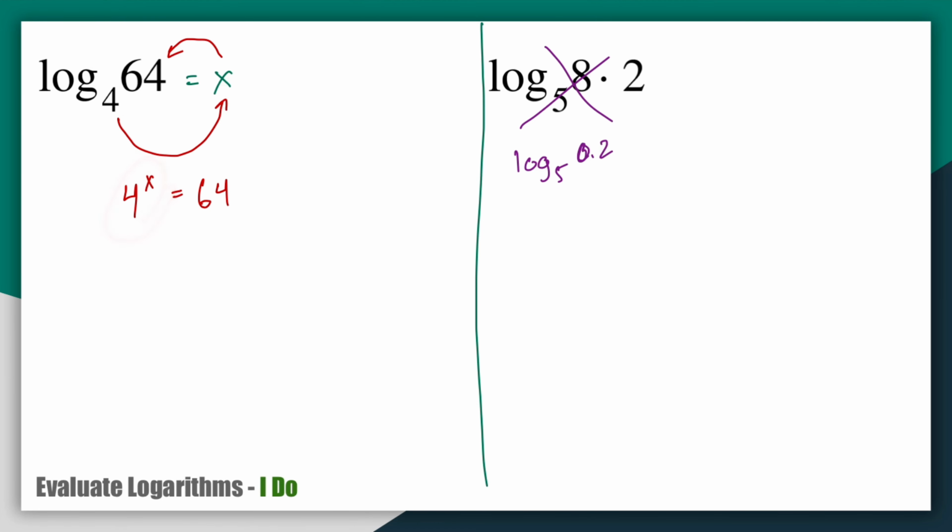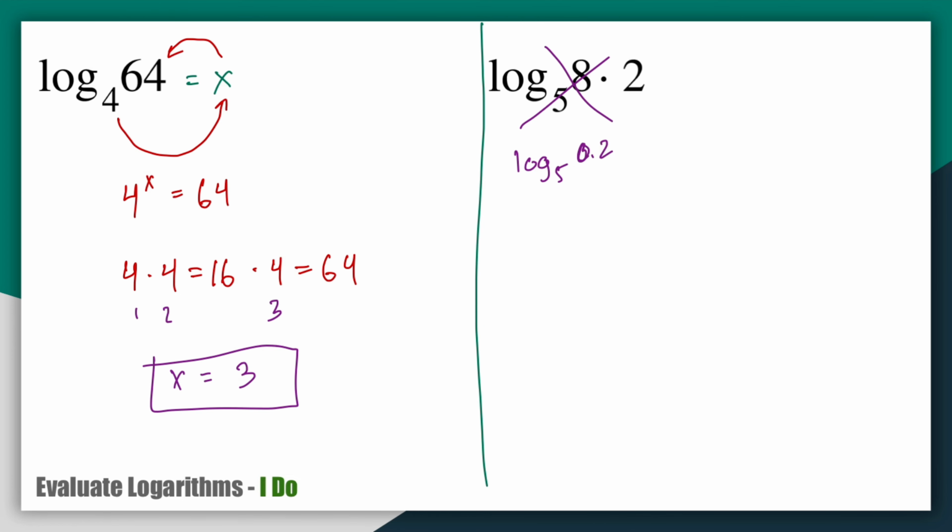Okay, now if you think of it this way, you can really just think about what x equals, right? And I can write it out. I know I'm going to have to take 4 and multiply it a bunch of times. Well, 4 times 4 is 16, right? And then multiply another 4, and I get 64. So I had 1, 2, 3 fours. So x is really equal to 3. 4 to the power of 3 is 64. Or it would be like this: log 4 of 64 is equal to 3. Okay? Now it's much easier to think about them in their exponential forms until you know the properties.